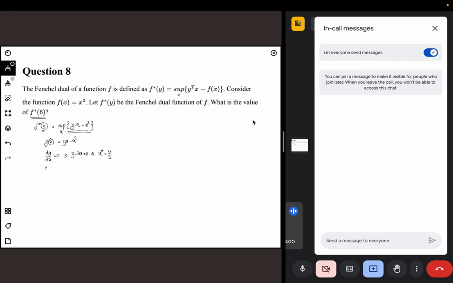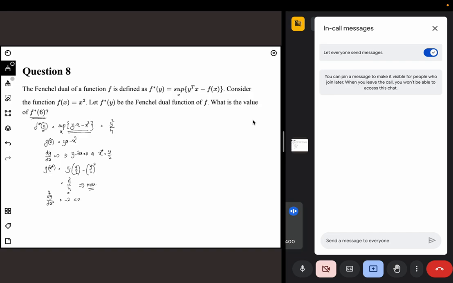Once I know x star, I can calculate g of x star, which is y times x star minus x star square. This will give me y square by 4. So this is the maximum value. You can take the double derivative and then you can confirm it. So you have d square g by dx square, which is minus 2. It is negative. So this particular value will be the maximum value. So the maximum value of this is y square by 4.